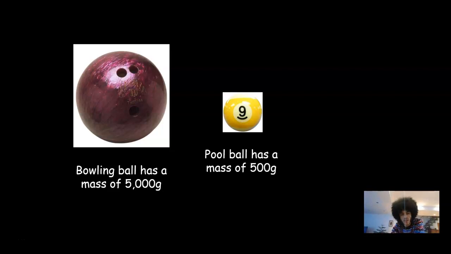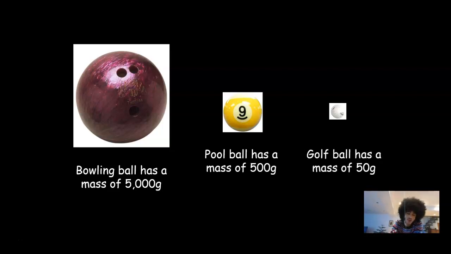So first of all, let's think about some balls. If we have a bowling ball, the average mass of a bowling ball is around 5,000 grams or 5 kilos. However, there are lots of different types of balls out there, all of different masses. You can have a pool ball, which has a mass of about 500 grams, and a golf ball, which has a mass of 50 grams. The important thing is that they're all balls. They just have different masses.